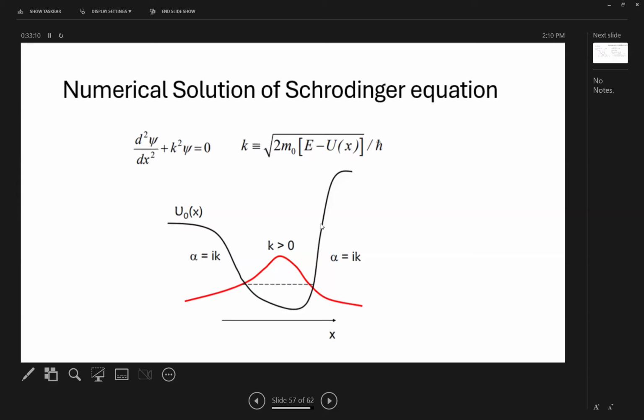In each of these regions, the waveform of the psi would take some specific value like A sine kx plus B cosine kx. And outside the potential well, the psi takes a value of C e to the power minus alpha x and D e to the power plus alpha x. Then you can solve the coefficients A, B, C, D to find the total value of psi.